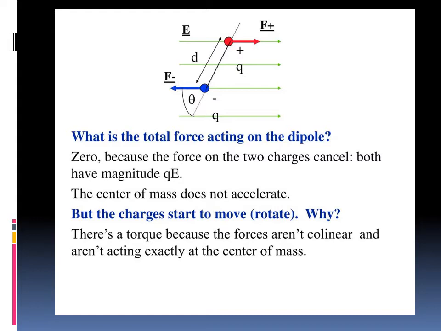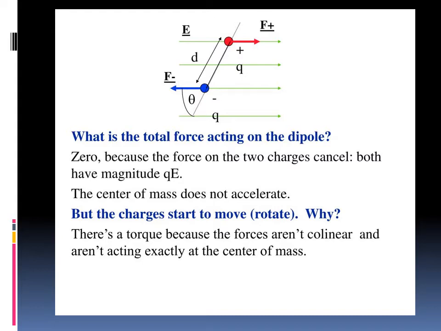If the charges start to rotate, there is a torque because the forces aren't collinear and aren't acting exactly at the center of mass. It means that the forces are not collinear. Collinear means acting at one point. One force is acting on the charge positive Q and the other force is acting on the charge negative Q. They are not acting at the center.